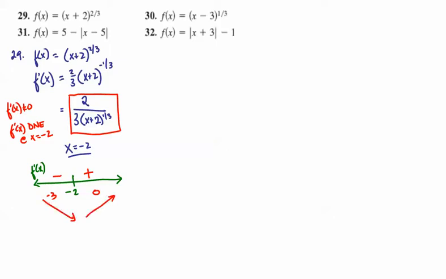Function is decreasing and then it's increasing, and the function increases from -2 to infinity, decreases from -infinity to -2. There is a relative min at -2, and what would the value? For that we have to go back to the original function. Plugging in -2, that's going to give us 0.